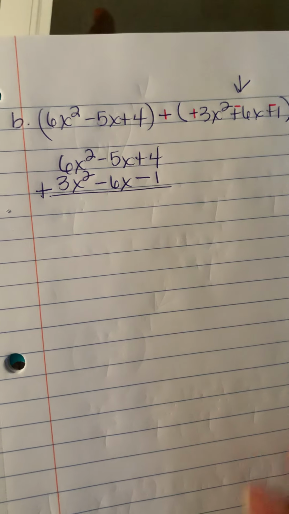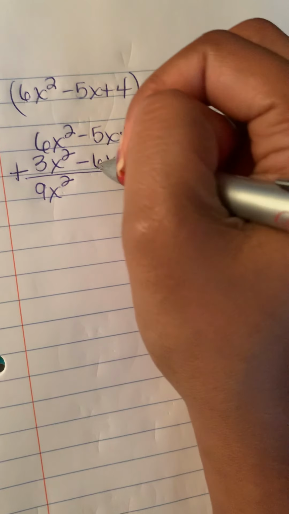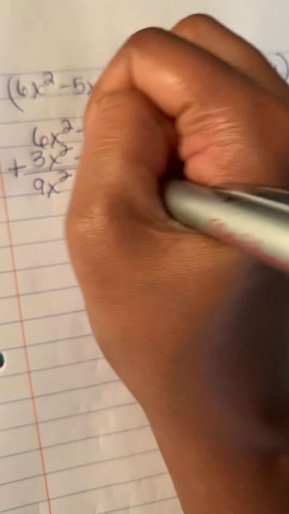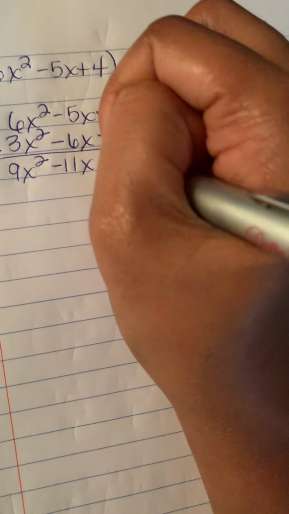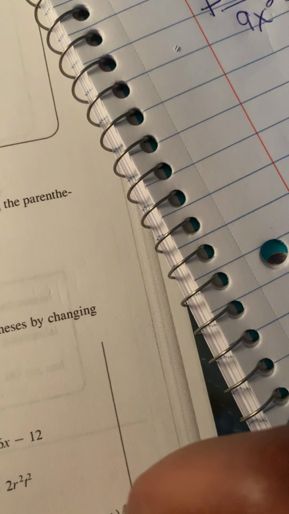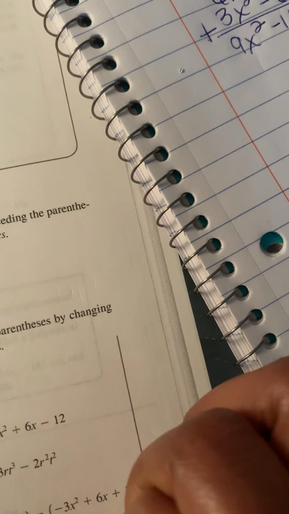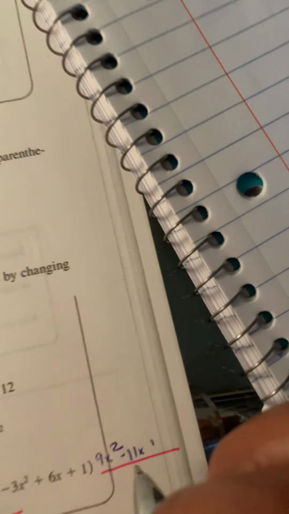So this is 3x squared because I changed the sign. This is minus 6x and this is minus 1. So I just cleaned it up a little bit. So 6 plus 3 is 9x squared. Negative 5 minus 6 in your calculator is negative 11x. And 4 minus 3 is positive 3. So that is the answer to B. So that is 9x squared minus 11x plus 3.